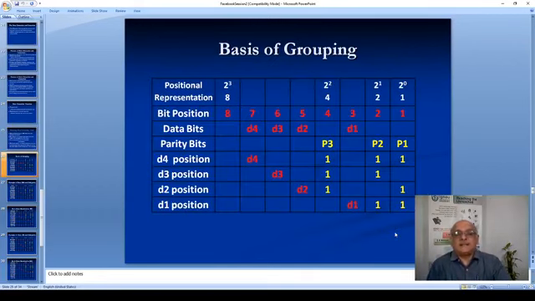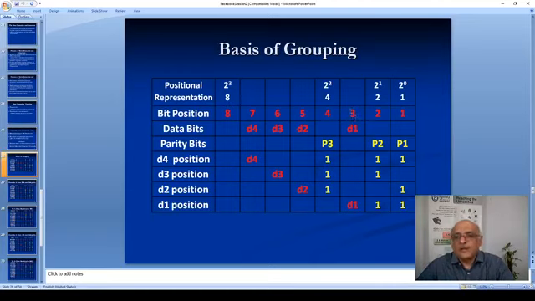Now, what is the best way in the binary system? It is the position system. This is the basis of grouping. So 2 to the power 0 is 1, 2 to the power 1 is 2, 2 to the power 2 is 4, and 2 to the power 3 is 8. Now, if I say this is my bit position 1, this is my bit position 2, 3, 4, 5, 6, this is my complete data, which includes data as well as parity bits.